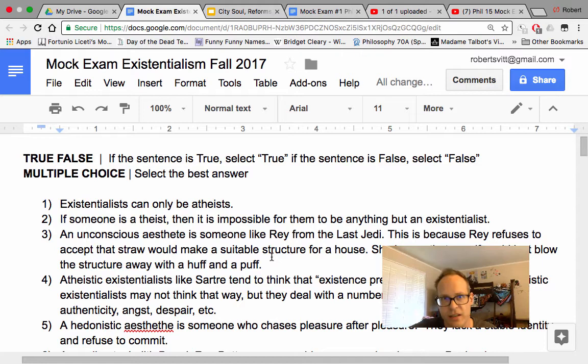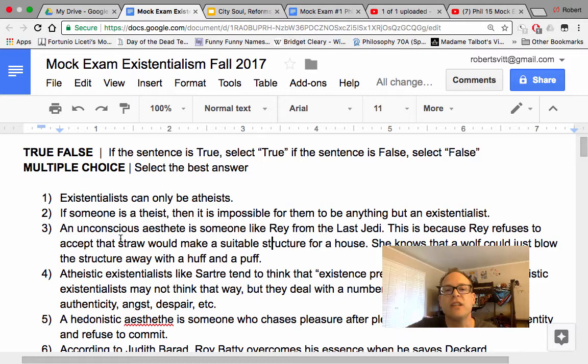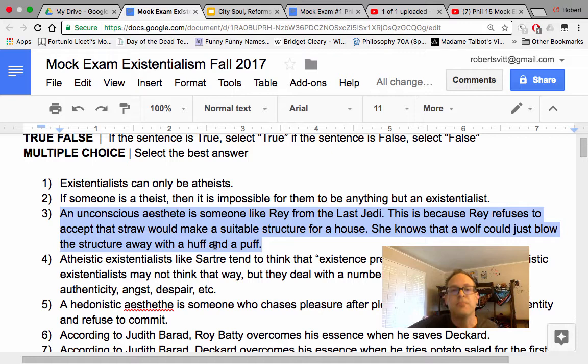All right. Number three, an unconscious aesthete is someone like Rey from The Last Jedi. This is because Rey refuses to accept that straw would make a suitable structure for a house. She knows that a wolf could just blow the structure away with a huff and a puff. Okay, that statement is false. It's a distractor, right? Even though I put in distractors like that for folks, people do occasionally still miss them. Why? Well, they don't read the entire question, or they get confused by the presence of language that looks like it makes sense, looks like it's something intelligible and interesting, but it's not.